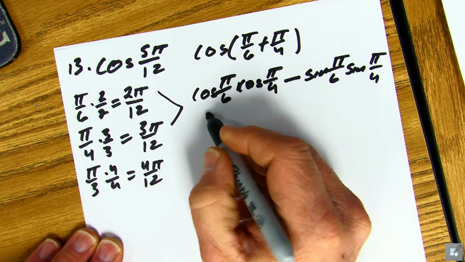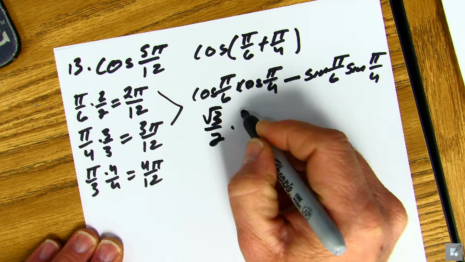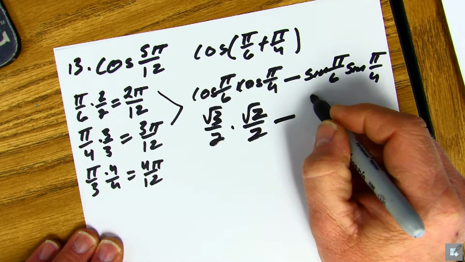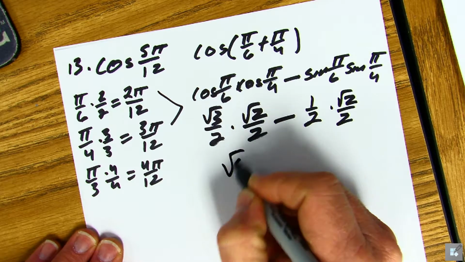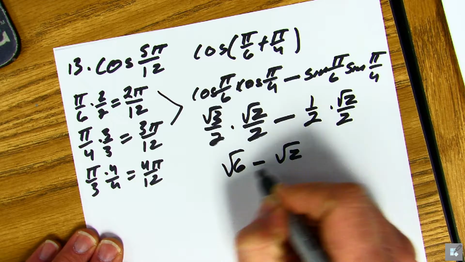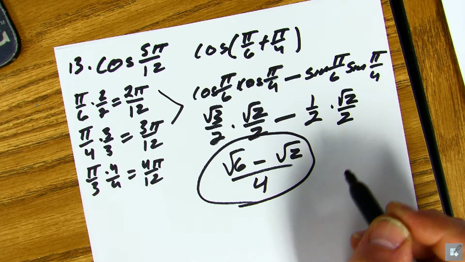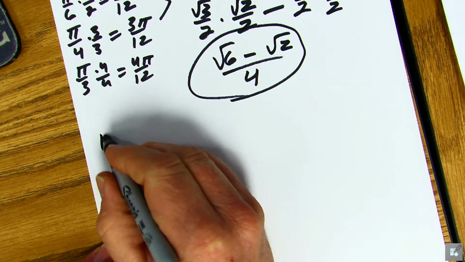Cosine of pi over 6, that happens to be the x value, so that's going to be square root of 3 over 2, times square root of 2 over 2, minus sine of pi over 6, 1/2, times square root of 2 over 2. So that gives us square root of 6 minus the square root of 2 all over 4. Now they won't always be the same, but they will look very, very similar. Okay? Have a lot of similar looking things.